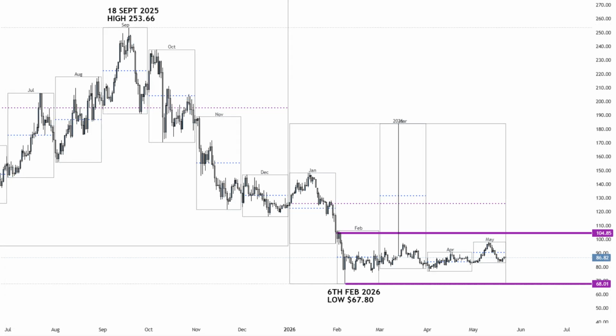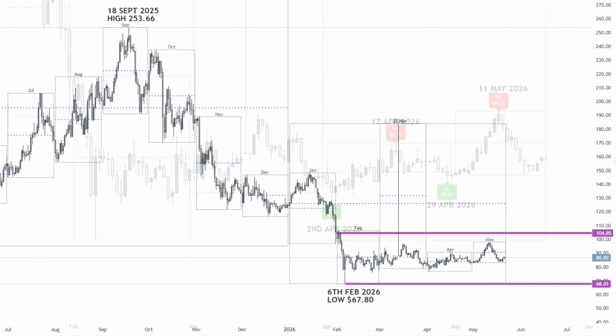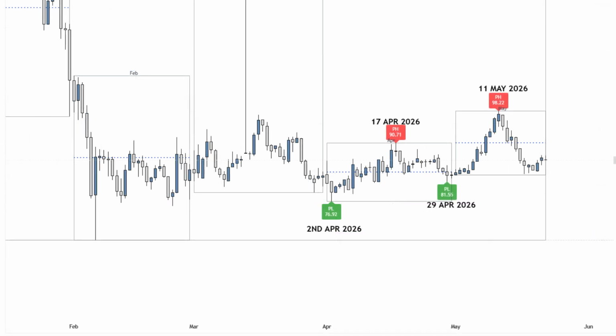At first glance, there is no doubt Solana has largely been traveling sideways since February. But this is where deeper technical analysis becomes important. We start by applying our proprietary price action tools, specifically the pivot highs and pivot lows, and we immediately notice, first, we had a low on April 2nd, 76.92, then a pivot high on 17th April, 90.7.